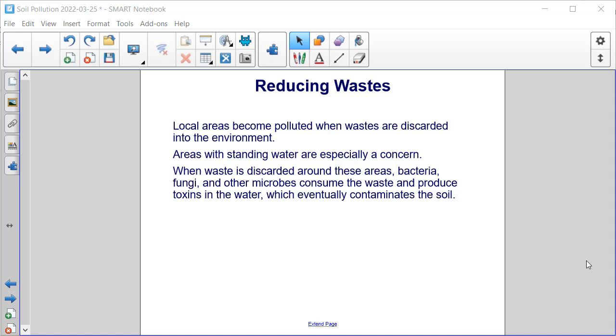Reducing wastes. Local areas become polluted when wastes are discarded into the environment. Areas with standing water are especially a concern. When waste is discarded around these areas, bacteria, fungi, and other microbes consume the waste and produce toxins in the water, which eventually contaminates the soil.